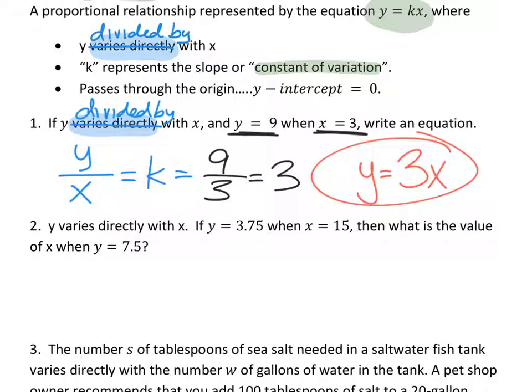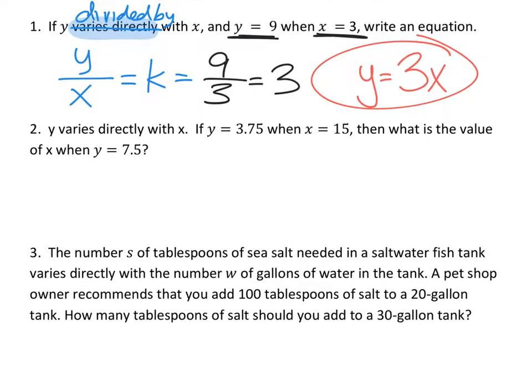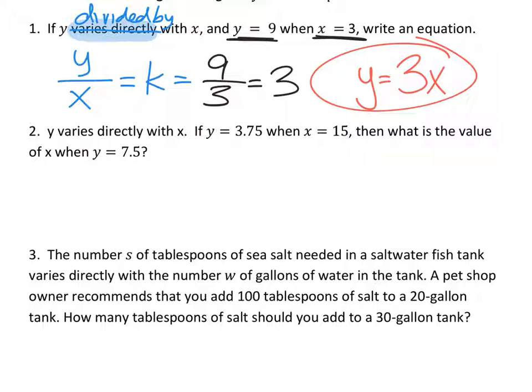Now, 90% of the time, though, we're not going to ask you to write an equation. We're actually going to ask you to use the equation, and I think these are even easier. Here's what we know in number 2. It says y varies directly with x. I'm going to stop and pause. What am I going to do with this right here? Highlight, cross out, and write divided by. I know y's have to be divided by x's.